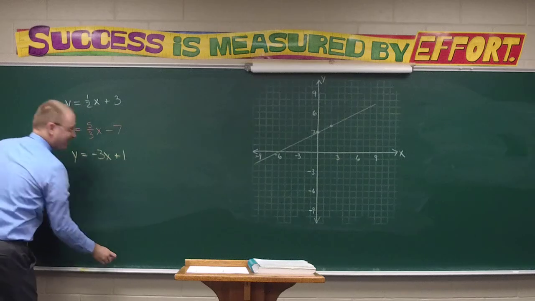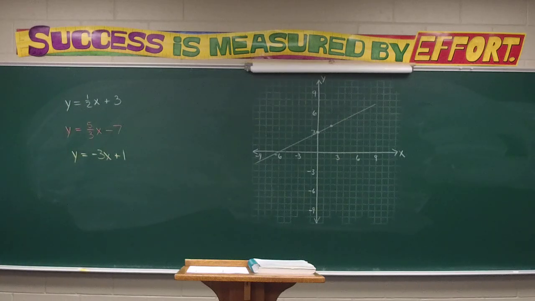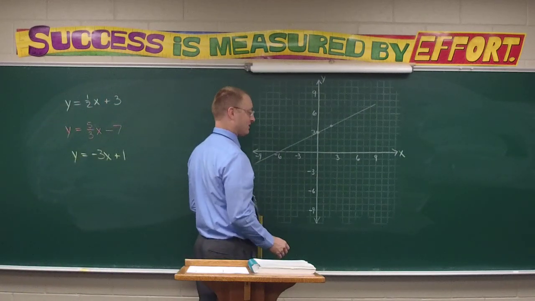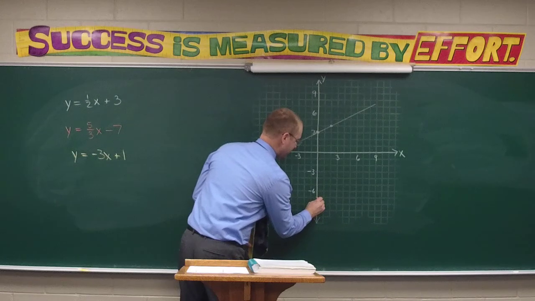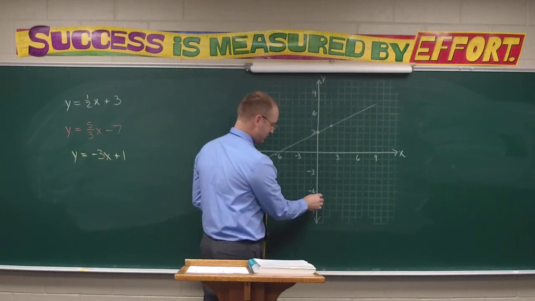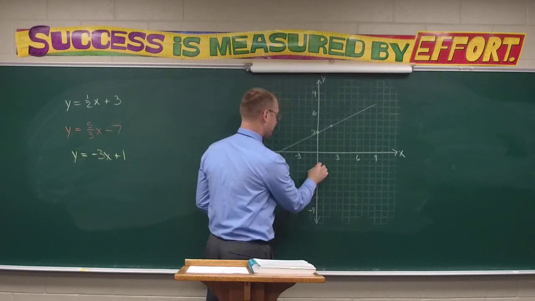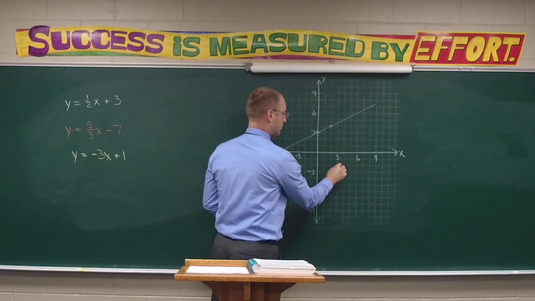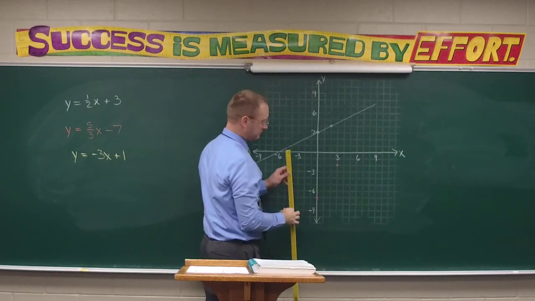All right, what about the next one? Genesis. Put a dot on the -7. Which one? On the y-axis. Very good. And the slope is 5 over 3, so up 5 and over 3 positive. Okay.